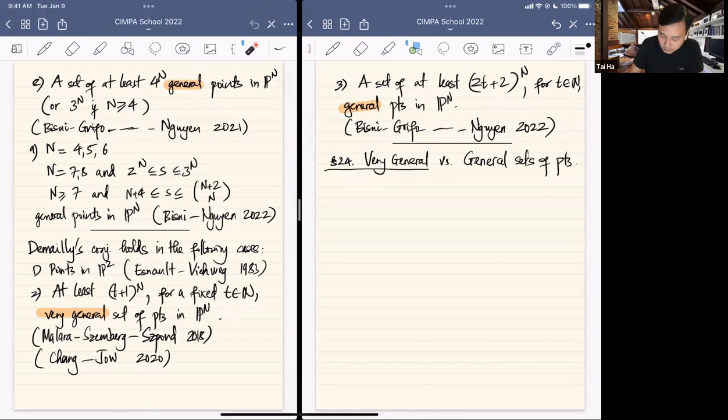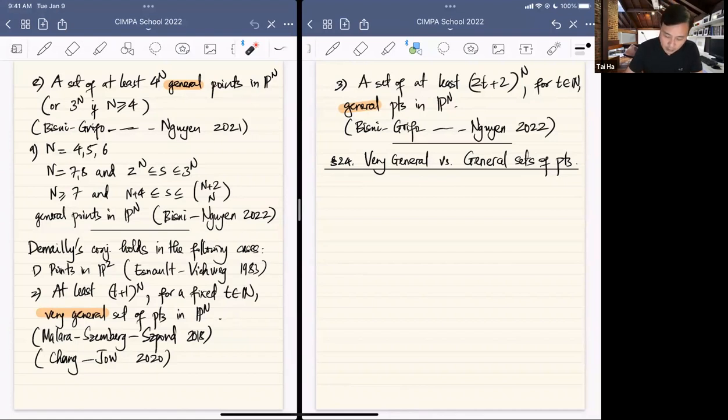Now, technically, if you want to talk about general set of points or very general set of points, one has to look at the varieties parameterizing a set of points or zero-dimensional subscheme of given length. So you have to go to the Chow variety or the Hilbert scheme of points. But first, there's a much easier way to view general and very general set of points, and that's what I'm going to try to explain to you.